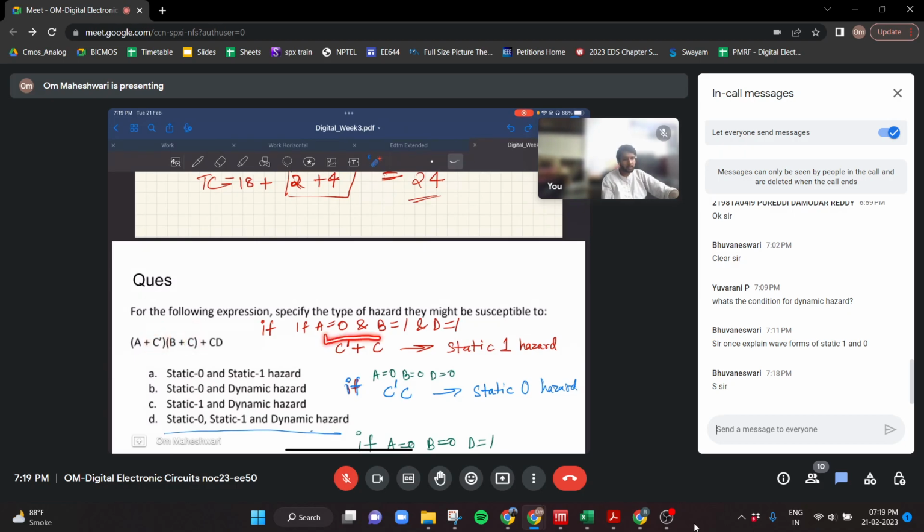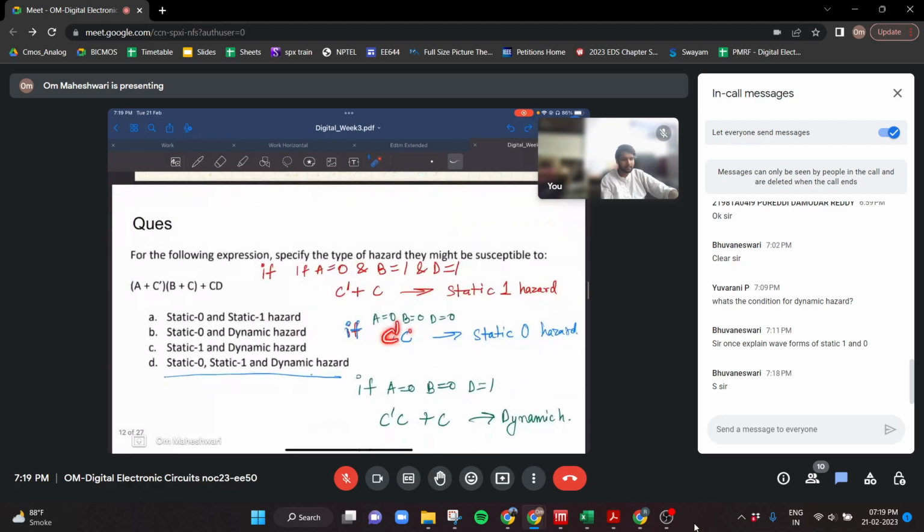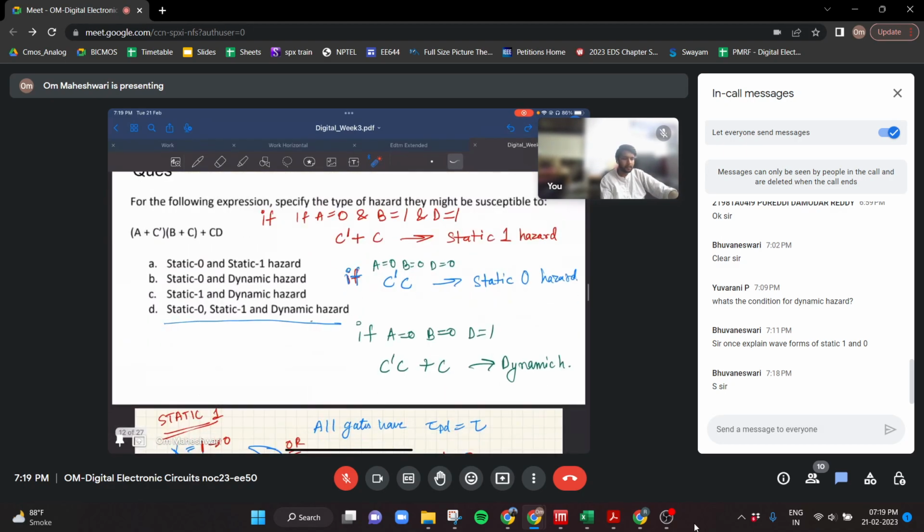So we just need to look for the conditions for A, B, and the other variables that can give us the hazard cases. So C plus C bar is static 1. That can come when A is 0, B is 1, D is 1. And similarly, C bar C will be static 0. It will come with A 0, B 0, and D 0. And similarly for this.